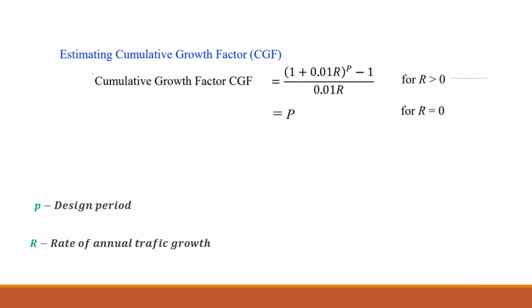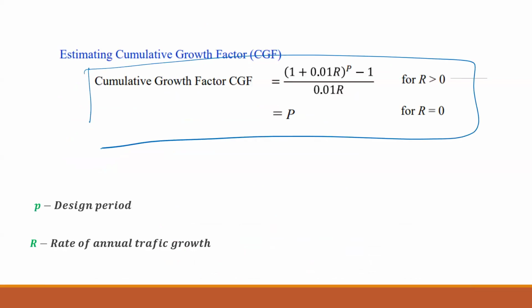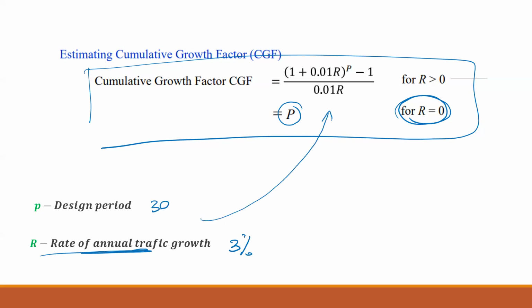And the cumulative growth factor you can find from this equation. This is again from Austroads. If your R is 0, that means the rate of annual growth is 0, and your cumulative growth factor will be the number of years. But in our case, R is 3, for 3%, am I right? And this is 30 years. So you can put these numbers in the equation and find this one. Can you find me the cumulative growth factor, please?